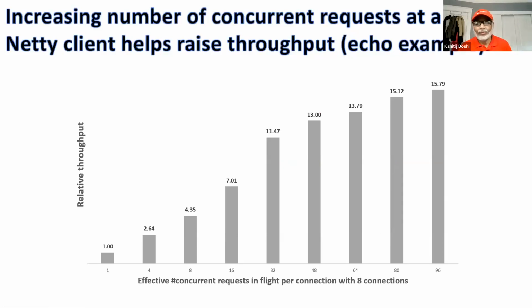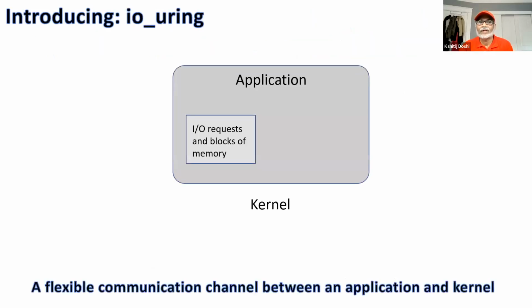So what does one do in order to deal with this? One can issue concurrent requests at the Netty client, as we said, and that certainly raises the relative throughput. We still have to deal with the kernel I/O time and kernel compute time, and we'll get to that.